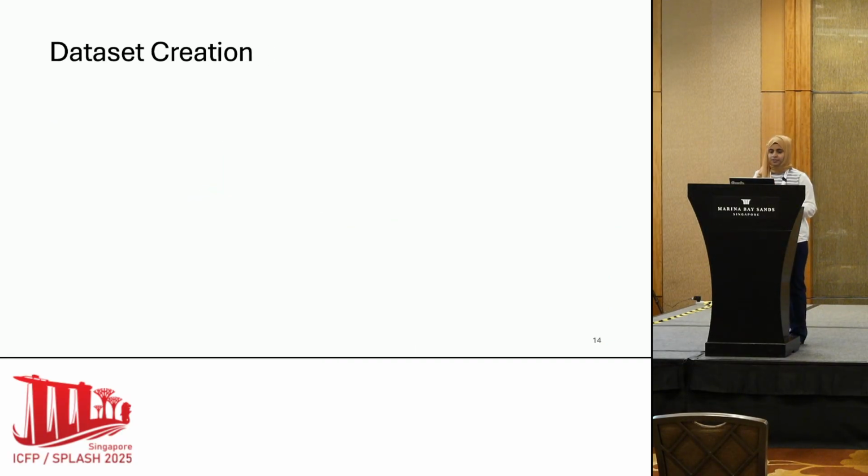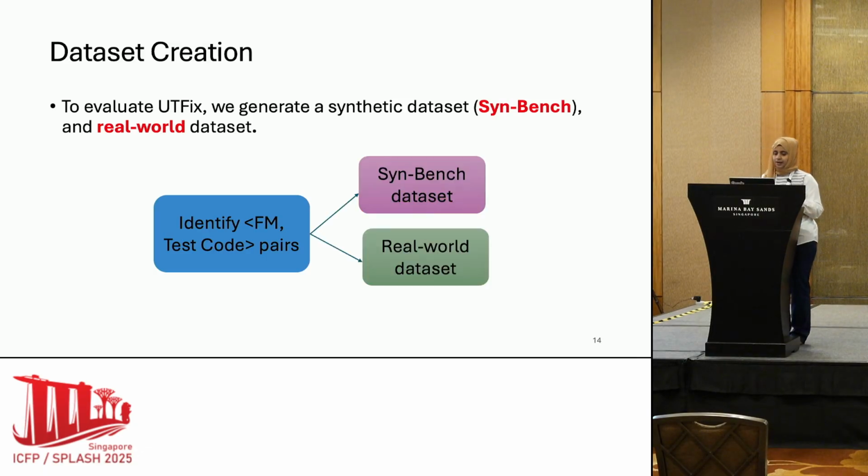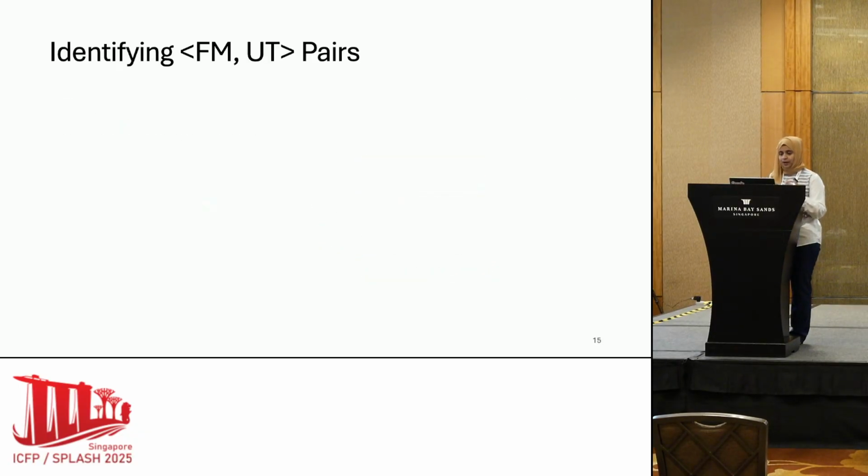Now, I'll talk about the dataset that we created in our research. To evaluate UTFix, we generate SceneBench and a real world dataset. So, we have three steps. The first one is we identify the focal method and the test code pair, and then SceneBench and the real world dataset. Now, I'll talk about how identification of the focal method and unit test pair happens.